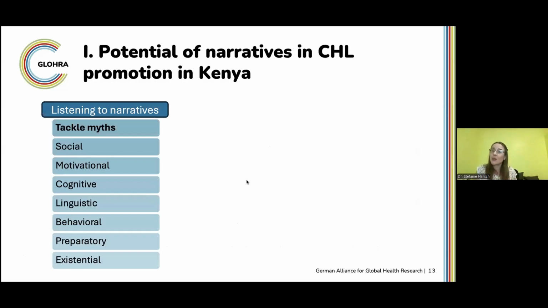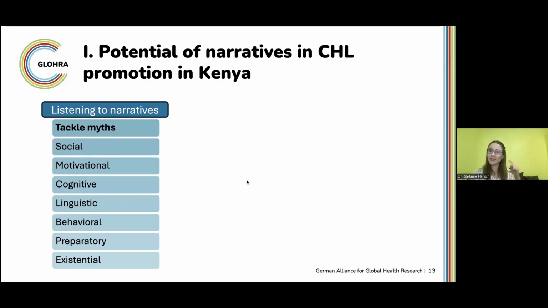So we were asking what potentials are there for listeners to narrators, and repeatedly they said they can tackle myths that exist in society. They build bridges, they relate to others. They're motivational so that people start regaining hope and initiating change for themselves.